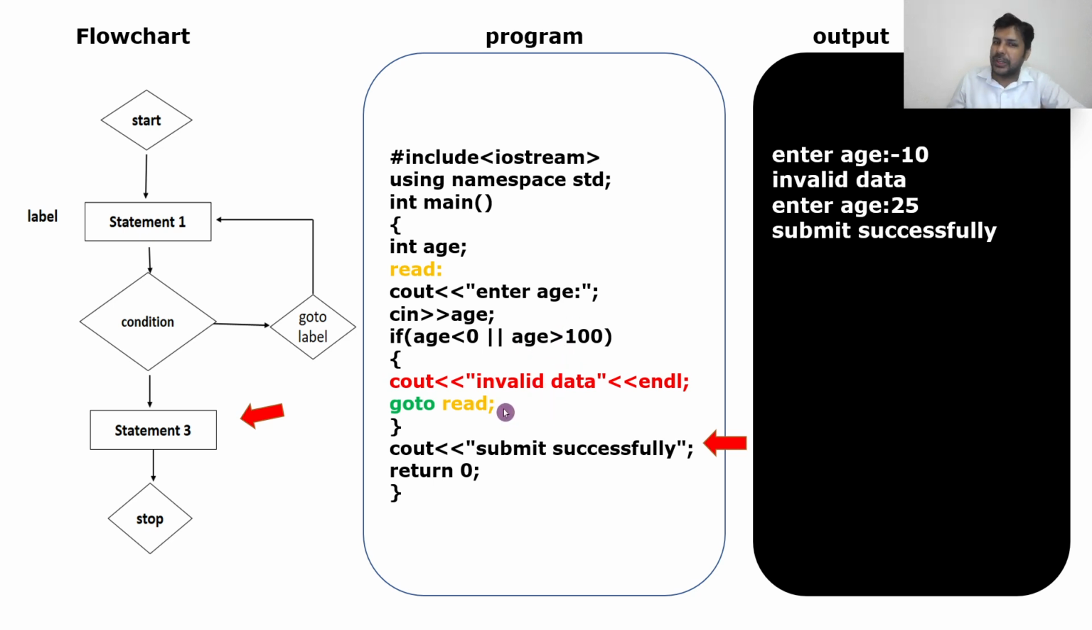I hope you have understood what the goto statement is, right? So this is backward jumping. If you want forward jumping, you write goto read first, and then somewhere later you write read. So you can also skip the next lines as per your requirement. You can skip the next lines, right?